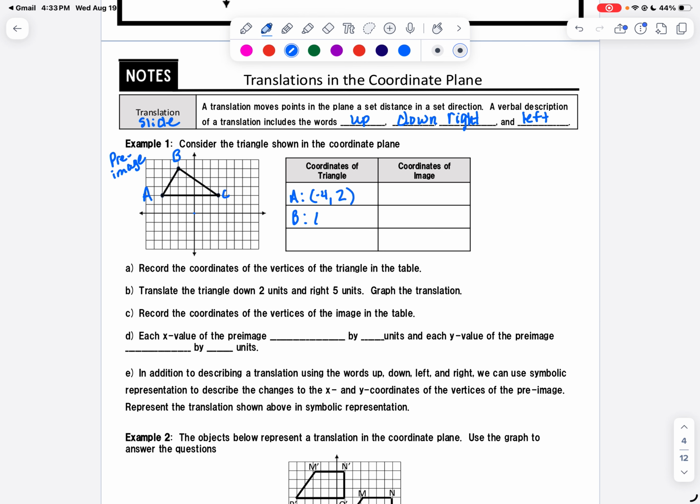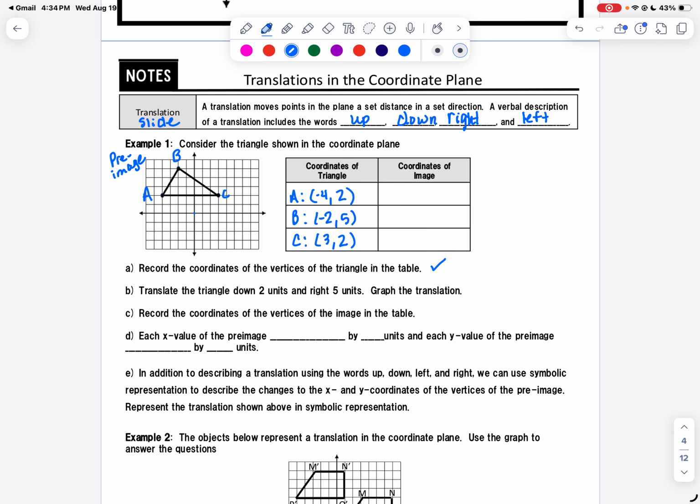Point B. If I start from 0, 0, I would have to go to the left 1, 2. So that would be negative 2. And then up 1, 2, 3, 4, 5. So positive 5. Point C. If I start at 0, 0, I would go to the right 1, 2, 3. So that's a positive 3. And I would have to go up 1, 2. So positive 2. All right, so we did part A.